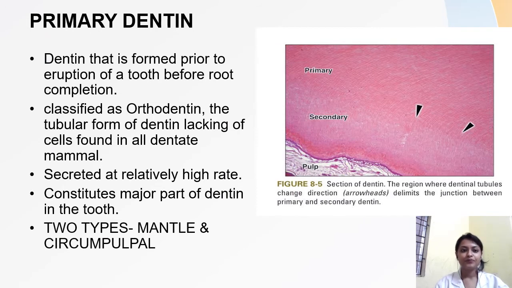Primary dentin. Now, primary dentin is nothing but the first formed dentin, formed prior to eruption of a tooth before root completion. It is classified as orthodentin, the tubular form of dentin lacking cells, found in all dentate mammals. It is secreted at a relatively high rate, so the rate of formation is high. It constitutes the major part of dentin in the tooth. It is generally of two types, mantle dentin and circumpulpal dentin.